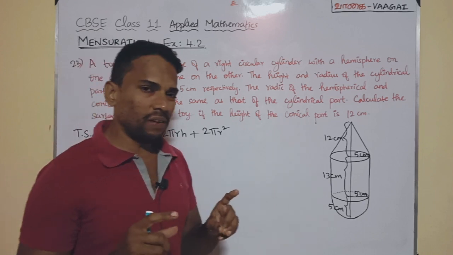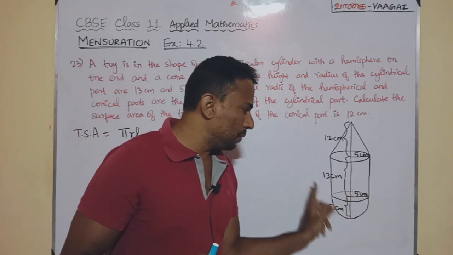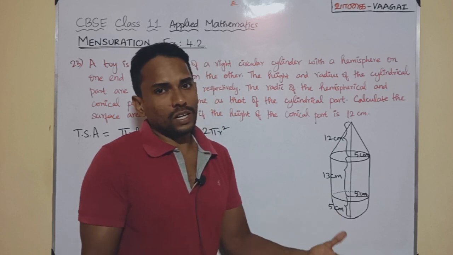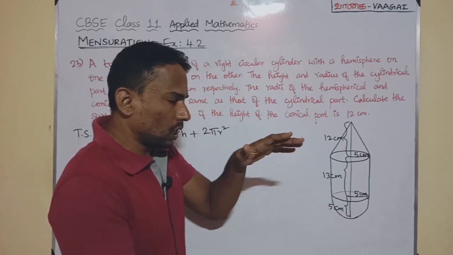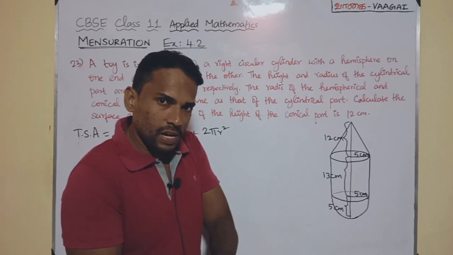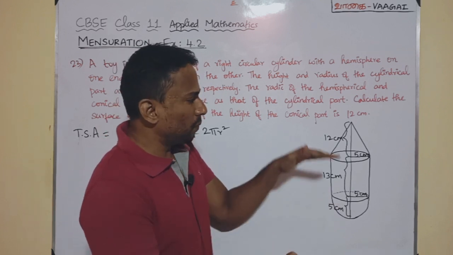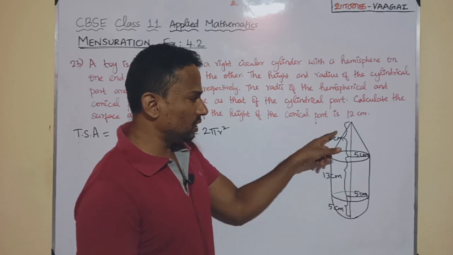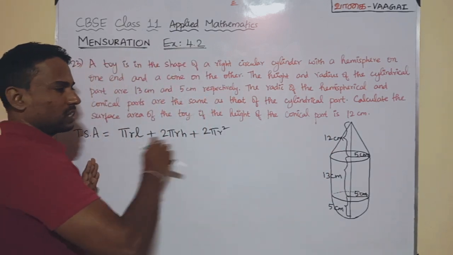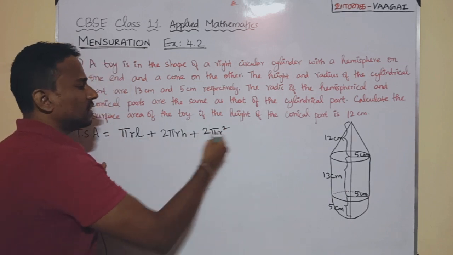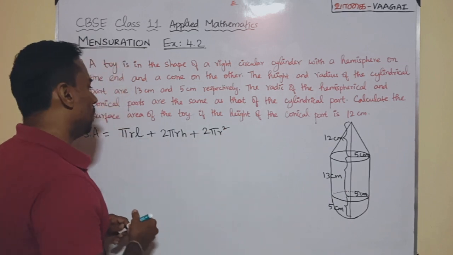And one more thing, we have to be very careful. These circular bases are available, right? We need not consider those circular areas. Why? Because those circular bases will be fit inside, hidden, they won't be visible outside. Only these three curved surfaces are visible. That's the reason to find the total surface area of this toy, we are adding these three surface areas. That's the simple idea behind this.